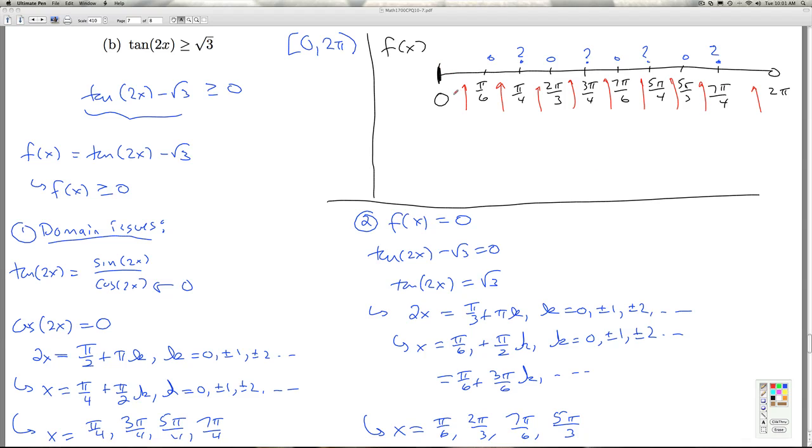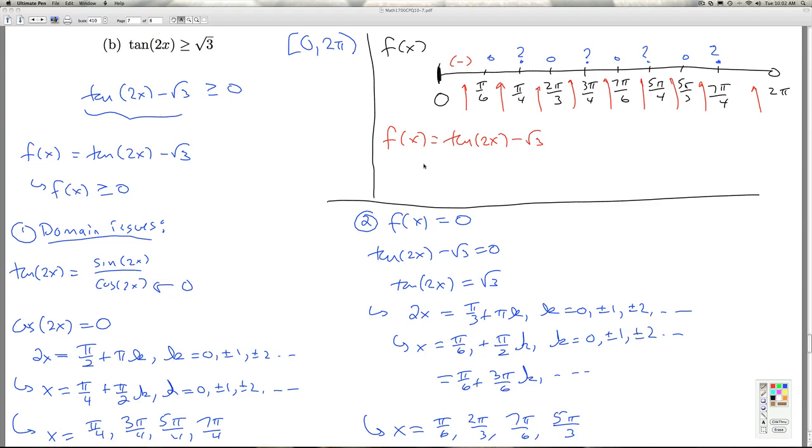So we can start off, we can use 0 as a test value and plug it into the function. And I'm going to get a negative. But now we're looking at what's going on between pi over 6 and pi over 4. And there's no common angle in there to substitute into that. So once again, we can go back and think about unit circle stuff.